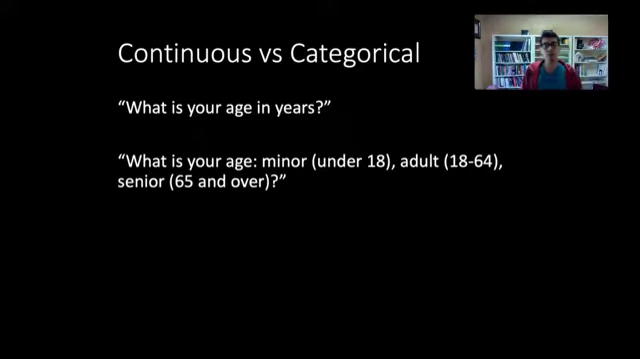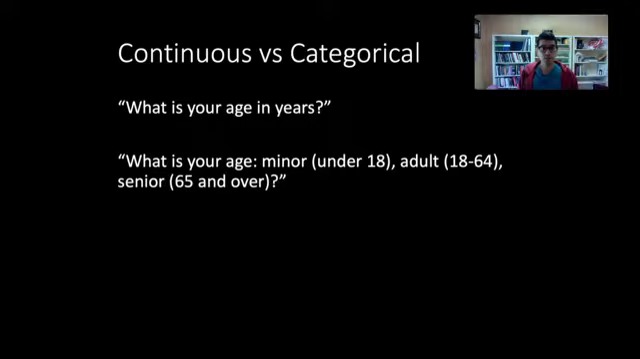So imagine a variable for age. We could ask, how old are you in years, or what is your age in years? And people will reply with a number. They would tell you, I'm 12, I'm 50, I'm 75. And that would give us a numerical answer, which would be a continuous variable.